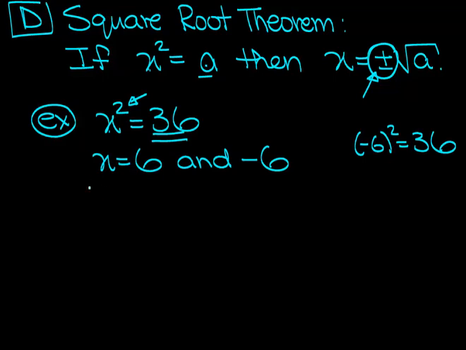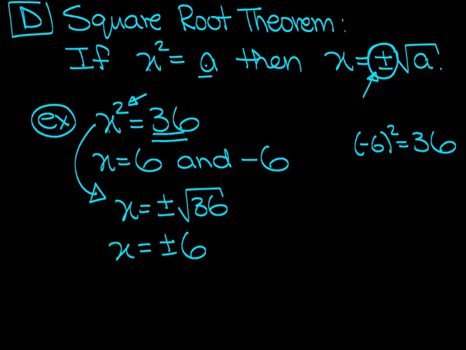So in this case, we could have done this faster. Instead of trial and error, we could have said x is equal to plus or minus square root of 36. And we know that square root of 36 is just 6, so that is my answer. I get two answers, plus 6 and minus 6. So please do not forget to do the plus or minus when you use the square root theorem. It's a common thing that students always forget. Okay? So that is the square root theorem.